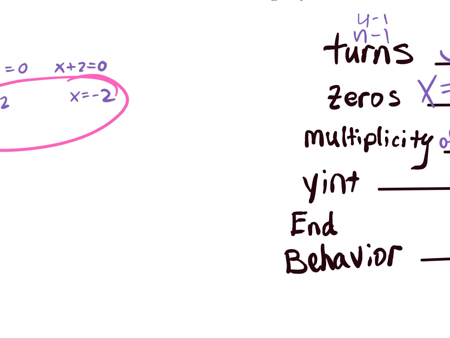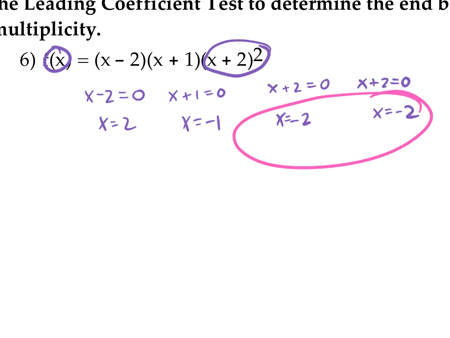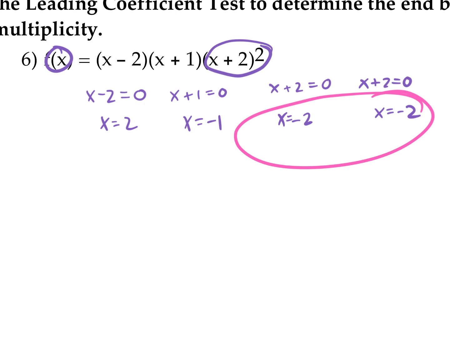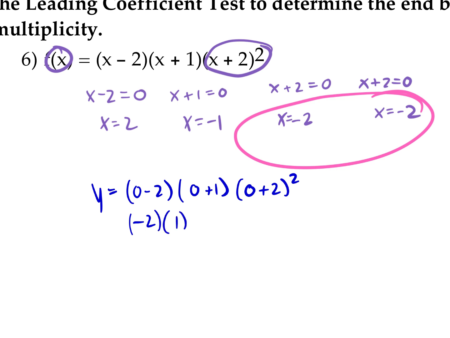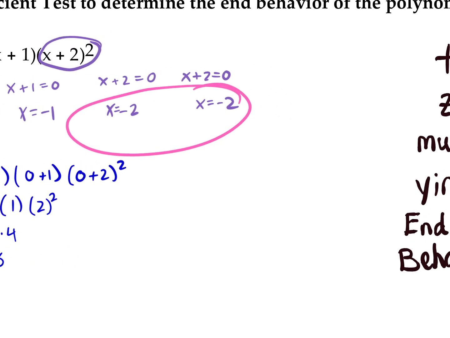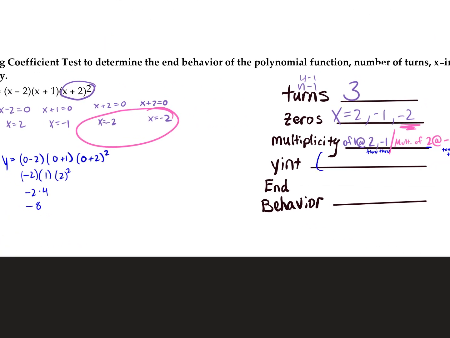Next, I want to find the y-intercept. So just plug in 0 into all of my x's. So I have 0 minus 2, 0 plus 1, 0 plus 2 squared. This would be negative 2 times 1 times 2 squared. So negative 2 times 4, which would be negative 8. So my y-intercept has to be a coordinate point. So I plugged in 0 for x and got negative 8 for y.